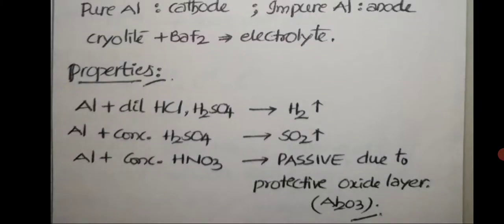Properties: if you see, aluminium reacts with dilute HCl or H2SO4 to form hydrogen gas. With concentrated H2SO4 it gives SO2, but with concentrated HNO3 it becomes passive due to a protective oxide layer.